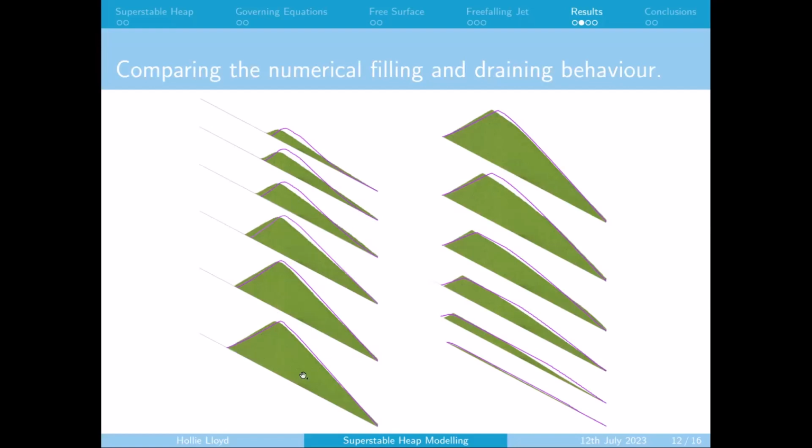And then at steady state, we're really, really close to the experimental system, especially when you consider that we're modeling our granular material as a continuum. So we're not modeling every single individual grain and the dynamics of that. We've made some continuum assumptions, and we're still this close to the agreement. So we're really, really happy with this, and the same with the draining.